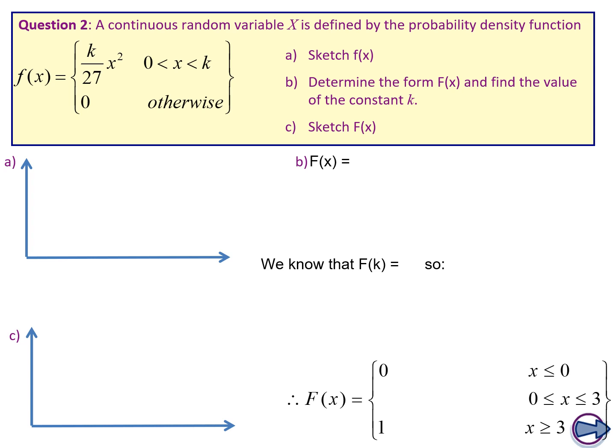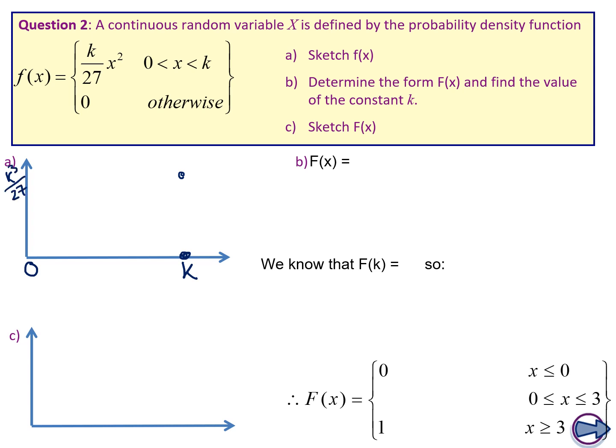Question 2 might be slightly harder. A continuous random variable x is defined by the probability density function. Sketch little f. It's going to be a curve because it's an x squared, over 27, between limits 0 and k. If I put 0 in there, I get 0. If I put k in there, what will I get? Well, I get k cubed over 27, wouldn't I?